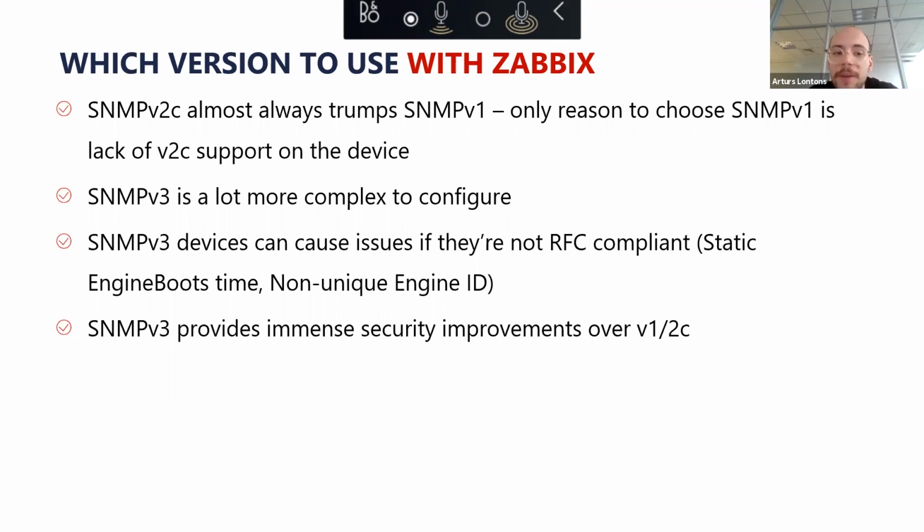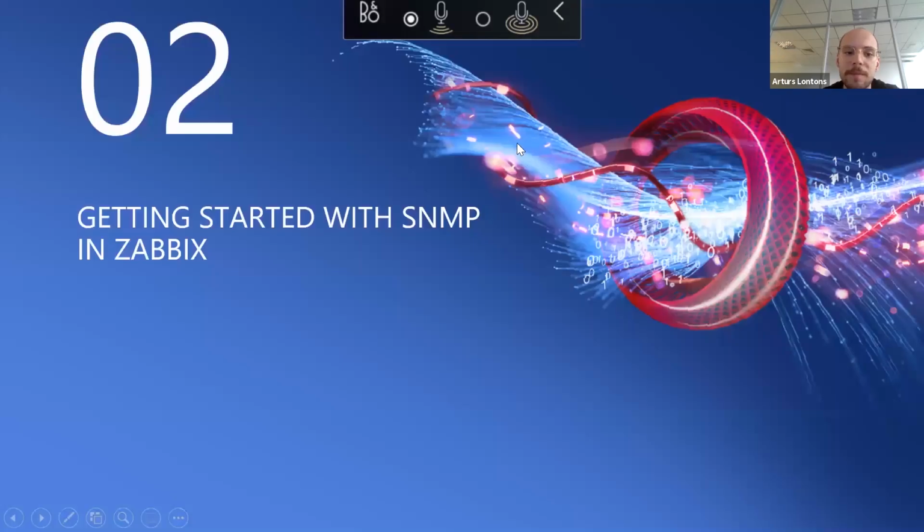And then the complexity. SNMP version 3 is more complex to configure. Yes, from the device side and also from Zabbix side, from SNMP GET side. SNMP version 3 devices can cause issues if they're not RFC compliant, and we'll talk about what that means in a moment. Such things like static engine boots time, non-unique engine IDs can cause problems with Zabbix specifically, but it does provide immense security improvements over version 1 and 2C. As you saw, encryptions on multiple levels. So let's talk about how to set this up in Zabbix.